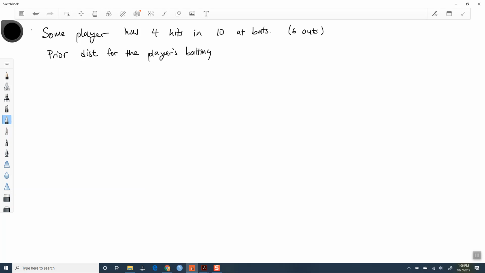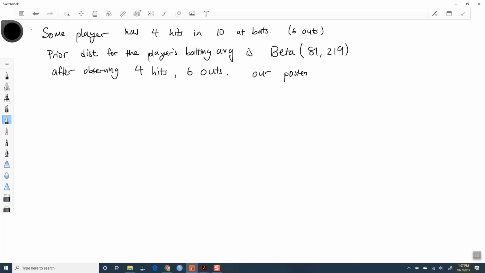All right. So the question again is, I'm going to write: a player has 4 hits in 10 at-bats, which means we have 6 outs. 4 hits, 6 outs. The prior distribution for the player's batting average is beta 81 to 19, and then after observing 4 hits and 6 outs, our posterior distribution is beta 85 to 25.